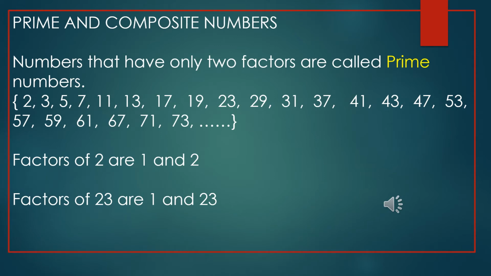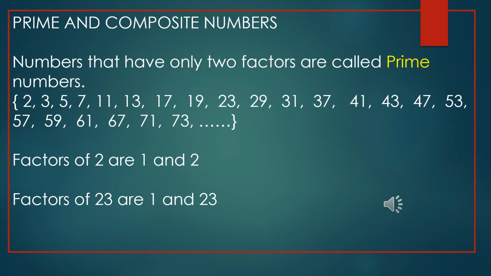Now we can study prime and composite numbers. What is meant by prime numbers? Numbers that have only two factors are called prime numbers. For example, 2, 3, 5, 7, 11, 13, 17, etc. all are prime numbers. Factors of 2 are 1 and 2. Factors of 23 are 1 and 23. The factors of a prime number are 1 and the number itself.